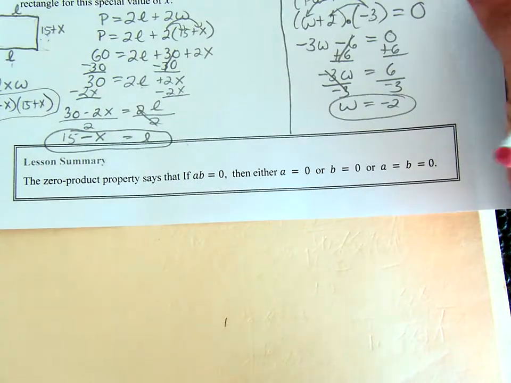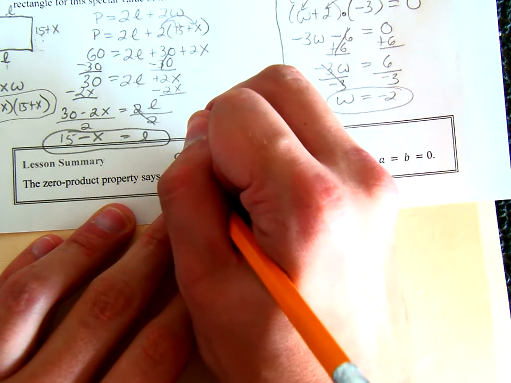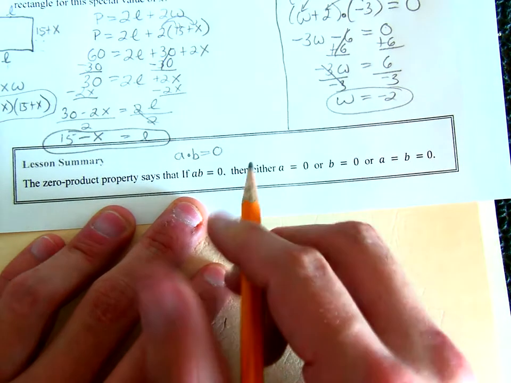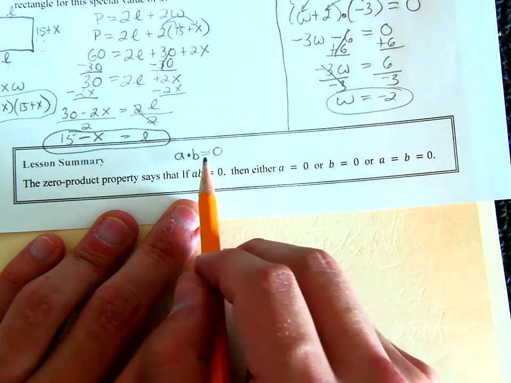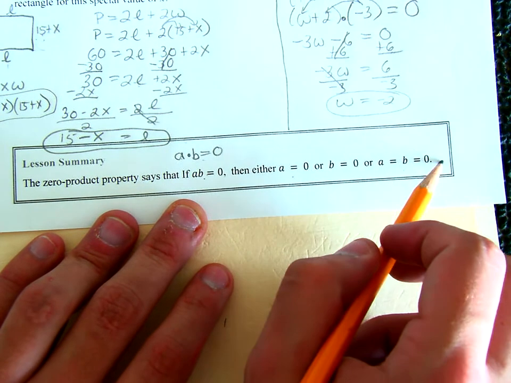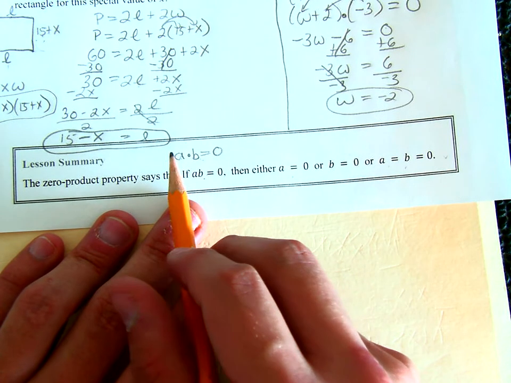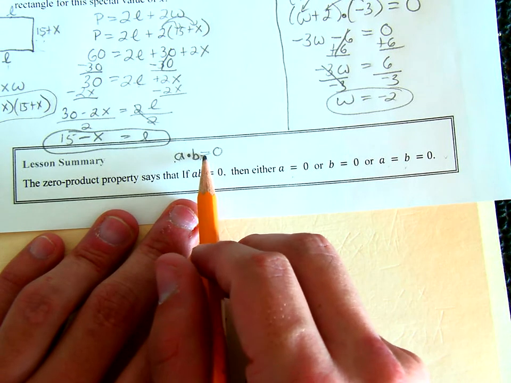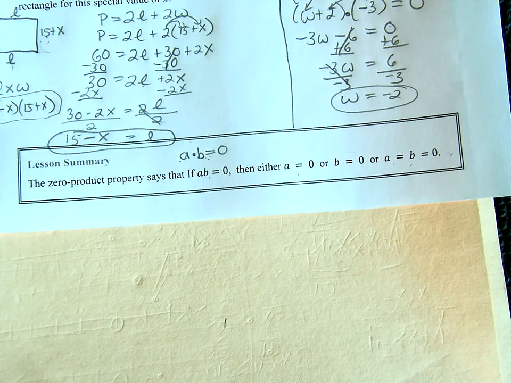And basically what we just did today, so let's look at the lesson summary at the bottom. We just used the zero product property. It says that if we have some quantity, A times B is equal to 0, then two things could happen. Either A has to equal 0, or B has to equal 0, or both A and B are equal to 0. So basically if you have two quantities, A times B, you can either set A equal to 0, or B has to equal 0, or both A and B have to equal 0. Okay? And that would be the end of this lesson.